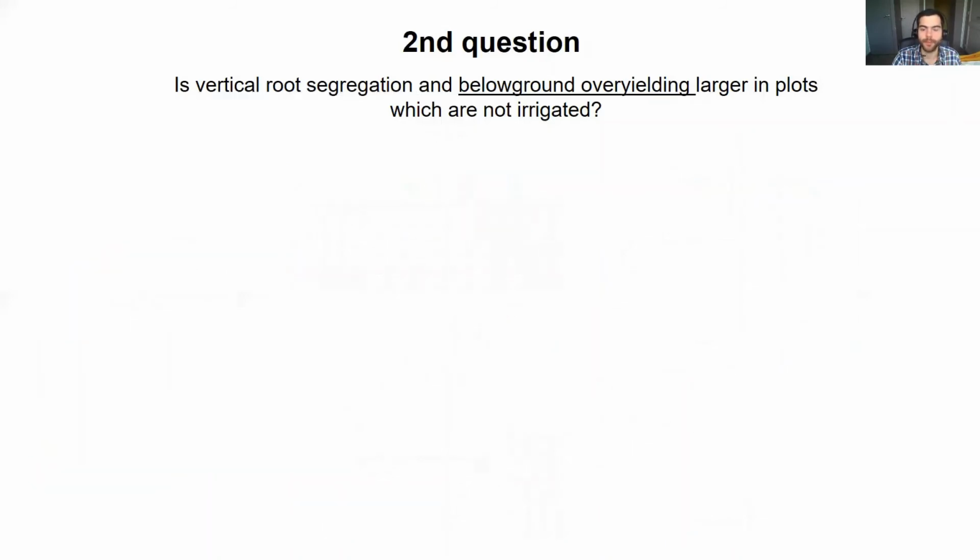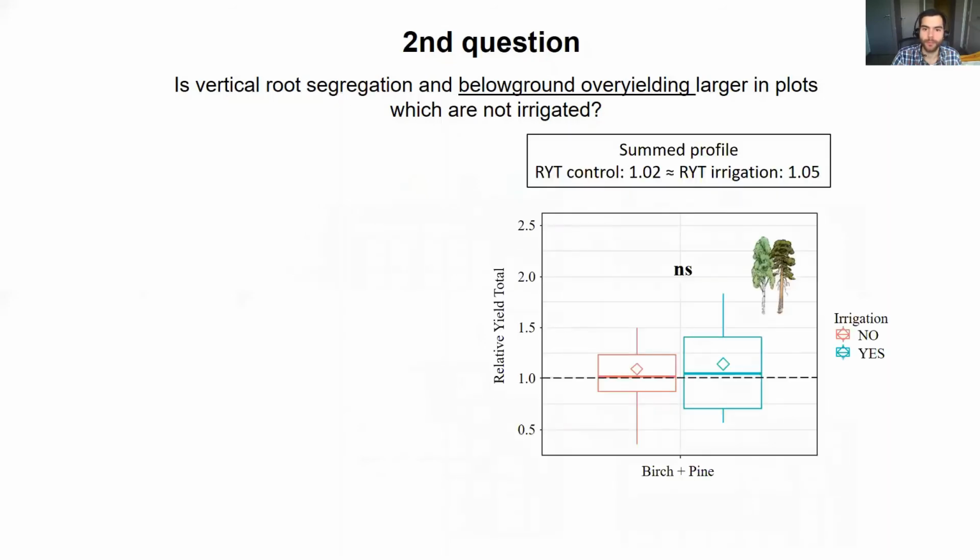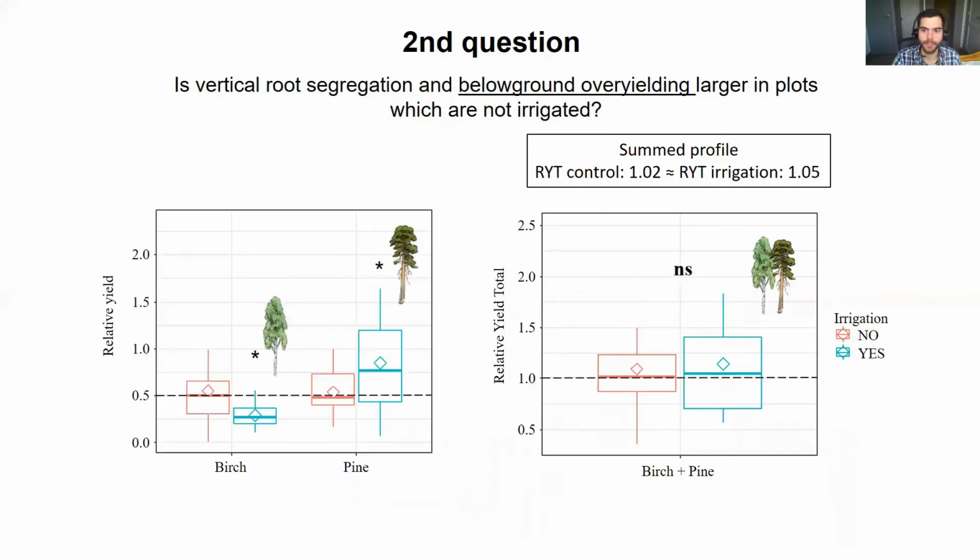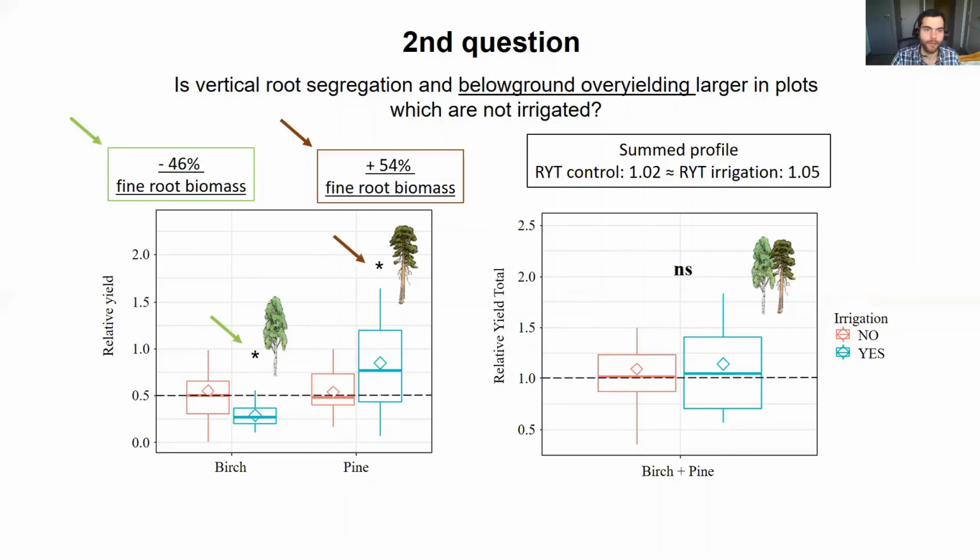Contrary to our second hypothesis, the relative yield total of the sum profile did not significantly change under different water supply, and there was no significant overyielding under neither control nor irrigated conditions at the community level. When looking at the individual tree species, we found that under ambient water supply, birch and pine tended to produce on average the same amount of total fine root biomass in mixed stands relative to their respective pure stands. However, when irrigated, birch produced 46% less fine root biomass in mixed stands, and pine produced 54% more fine root biomass.